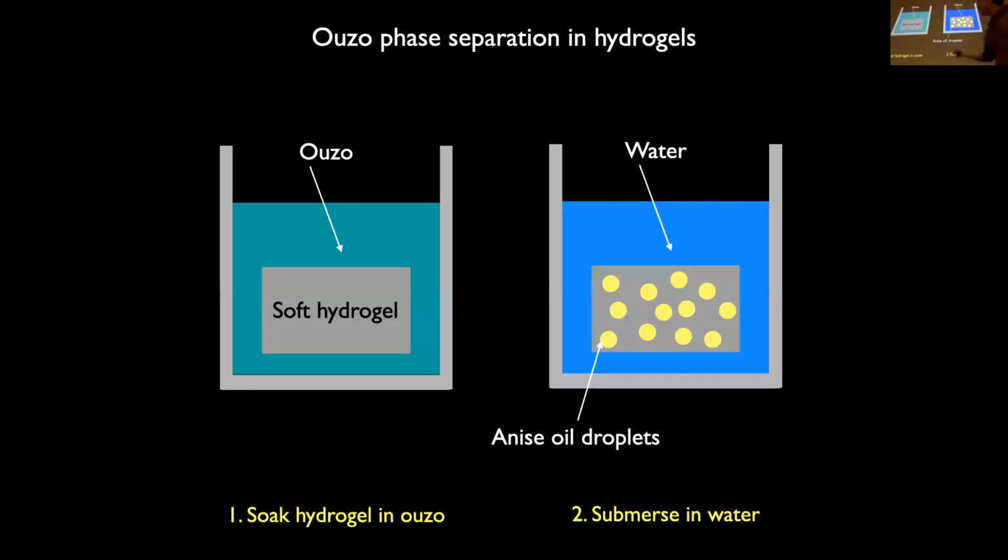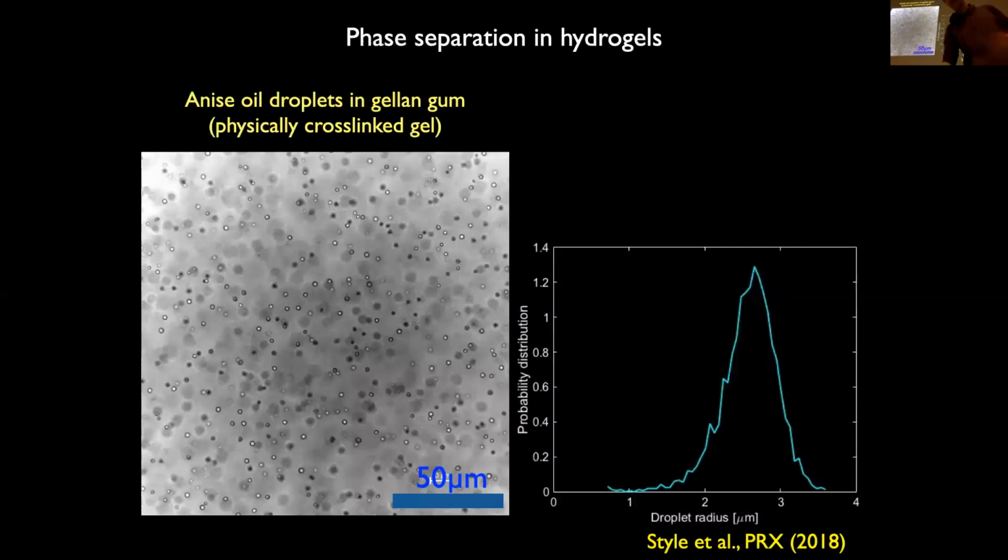You basically take a hydrogel, you stick it in your Ouzo solution, which, by the way, is very smelly. You don't want to work with this for too long. And then once this is saturated with Ouzo, you drop the whole thing in water. Now the water diffuses in. And the idea is you see if you're going to have something similar. And indeed, you get the same thing with little droplets of oil forming inside of your hydrogel.